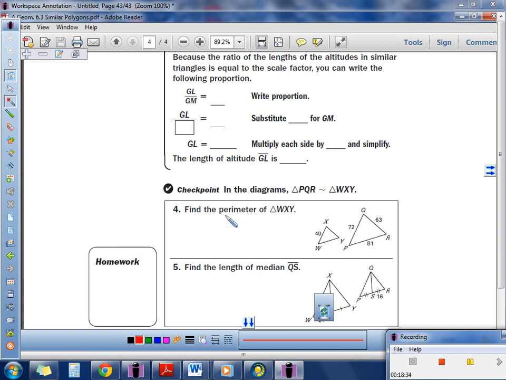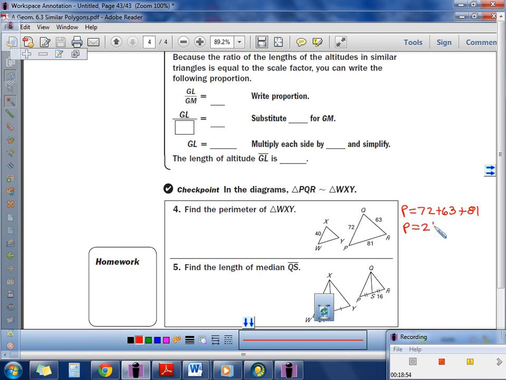On number 4, it says find the perimeter of this shape. We only know one piece, so we can't add them all up, but I can add all the sides up on the other one. So I need the perimeter of this shape first. So perimeter is going to equal 72 plus 63 plus 81. So that comes out to be 216.